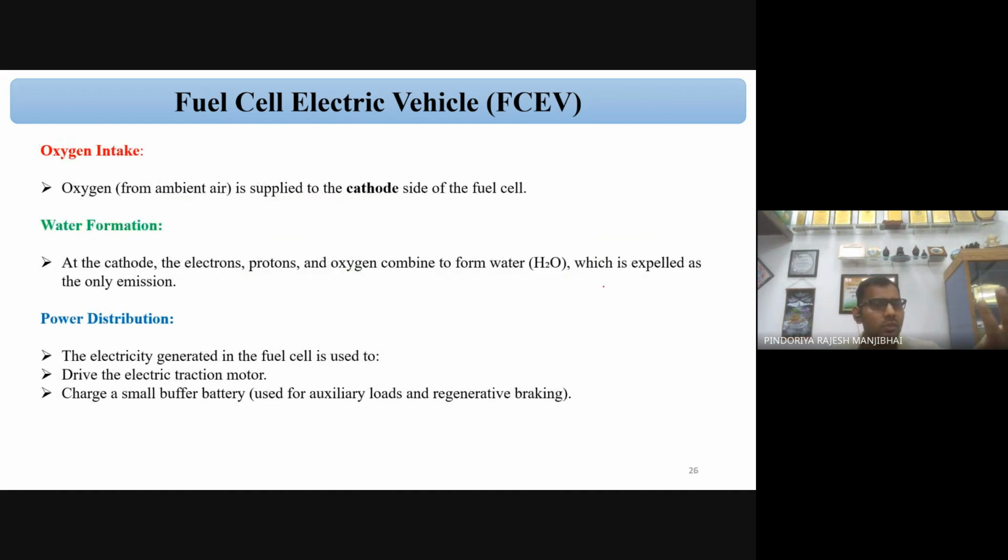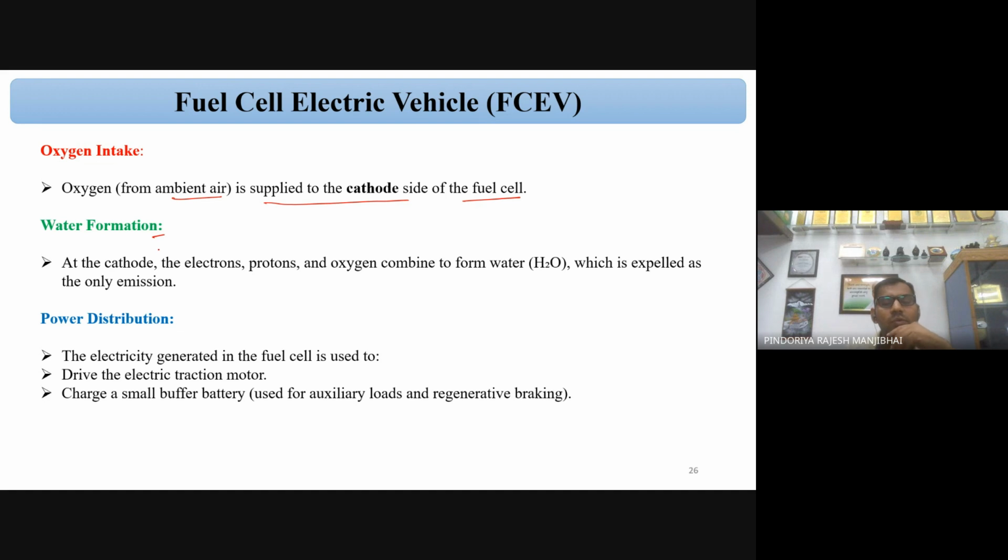Oxygen tank. So why is oxygen required? Because we have a hydrogen atom and we have another atom. By combining hydrogen and oxygen, we can generate electricity. Oxygen comes from the ambient air, so oxygen is free. We can take the oxygen from the air. Air is supplied to the cathode side of the fuel cell.